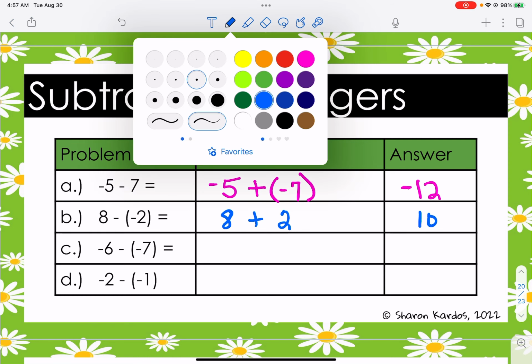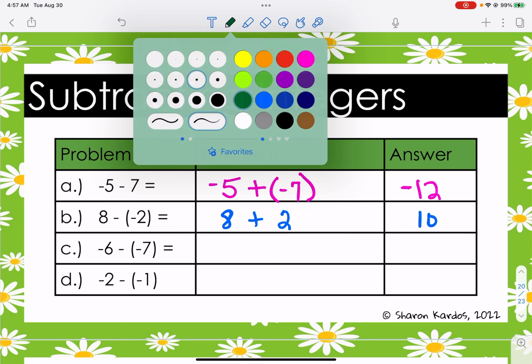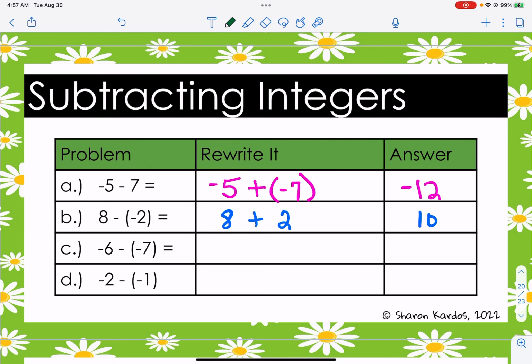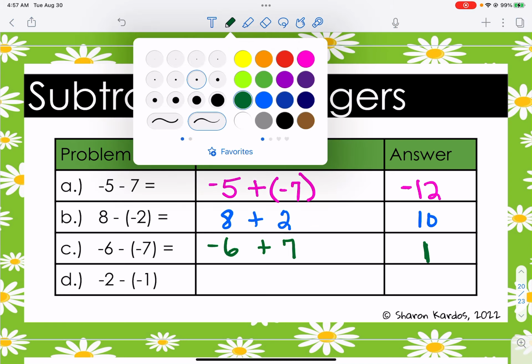All right, let's try letter C. Take a minute, pause the video. All right, I'm going to keep the -6, change the minus to a plus, and the opposite of -7 is +7. Now, my signs are different. I have some negatives, some positives, so some of them are going to cancel each other out. I'm going to subtract. 7 take away 6 would be 1, and I have more positives. So the answer should be +1. If you got that correct, give yourself a check. If you didn't, fix it, change it.